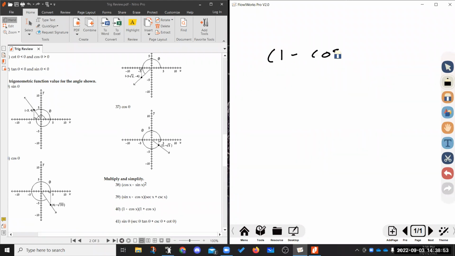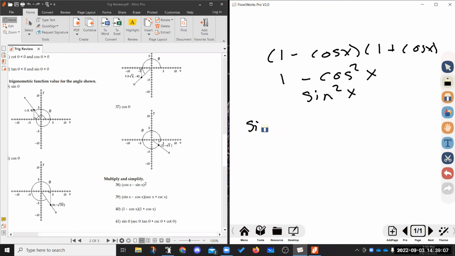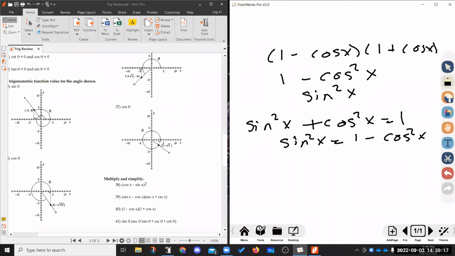1 minus cosine times 1 plus cosine is going to be 1 minus cosine squared. It's a difference of squares. I'm not going to have a middle term. This is going to be the definition of sine squared from the Pythagorean identity that sine squared plus cosine squared is equal to 1. I can say that sine squared is equal to 1 minus cosine squared.